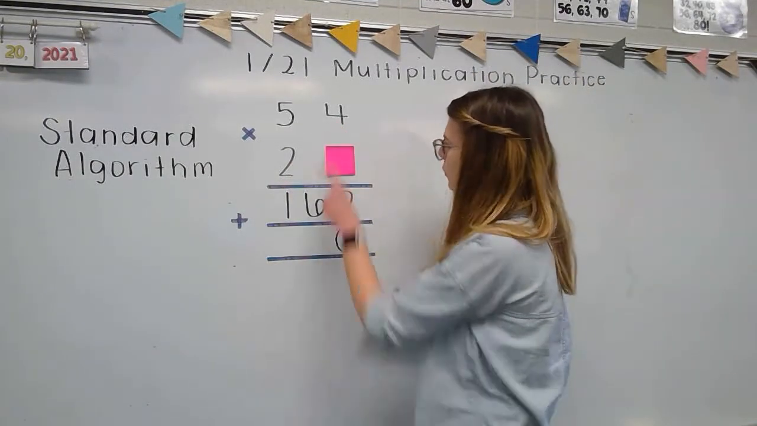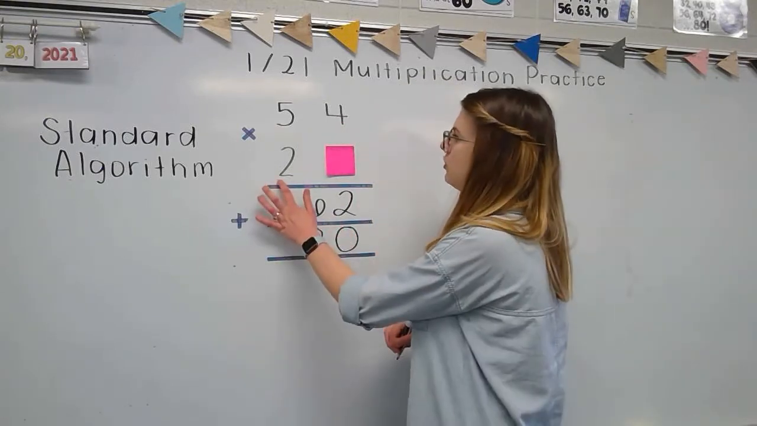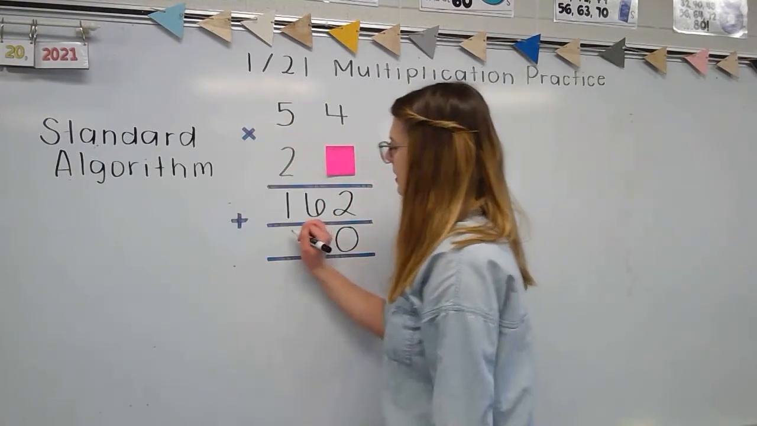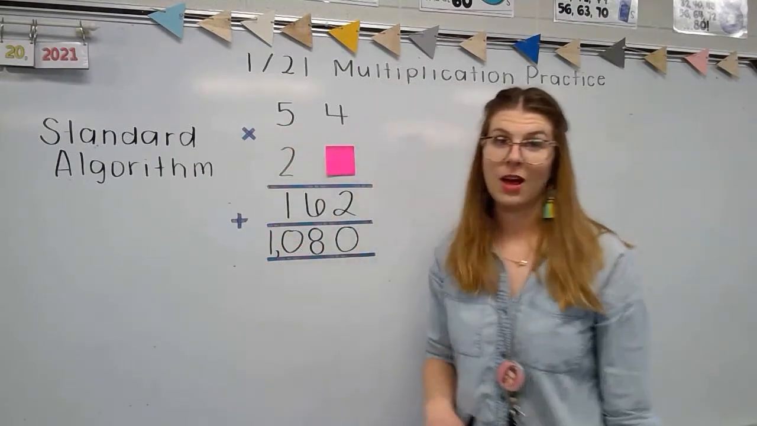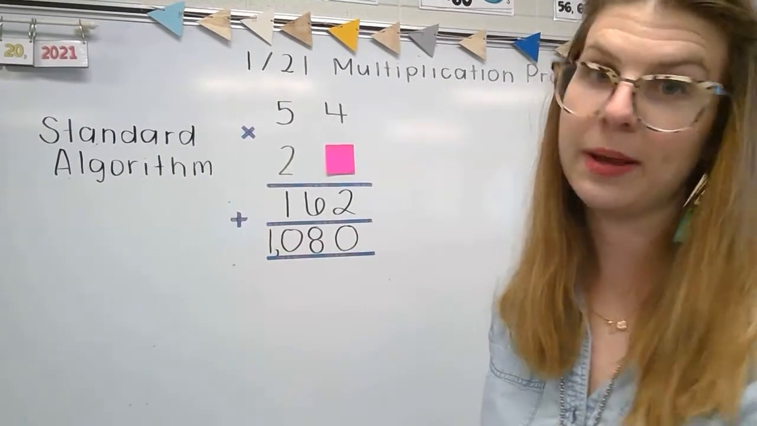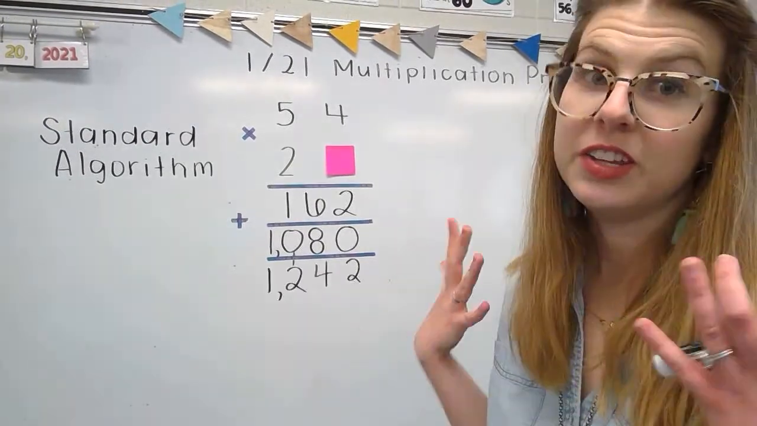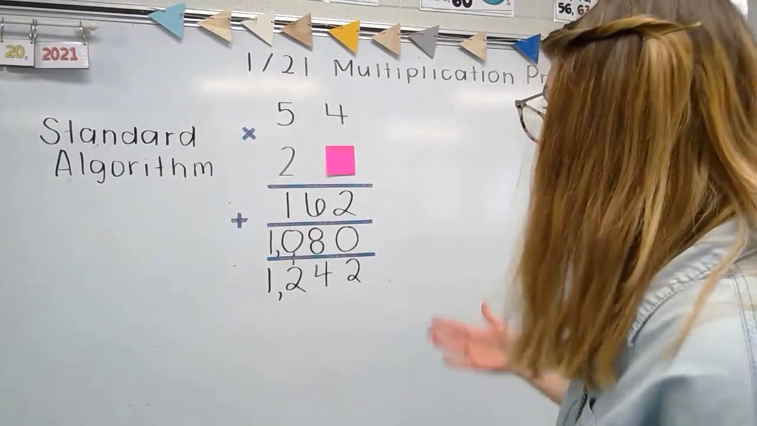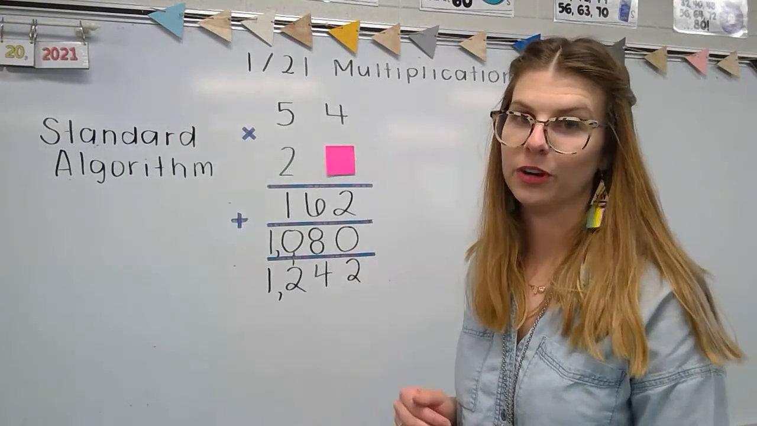2 times 4 is 8. 2 times 5 is 10. And now it's time for us to add. You know the drill. You can do the addition on your own, or you can come back in 3, 2, 1. You know it, you love it. It's 1,242, just like the last few were as well.